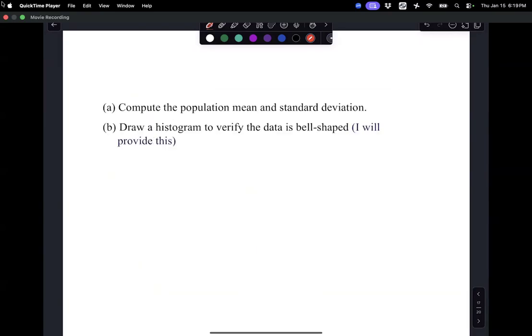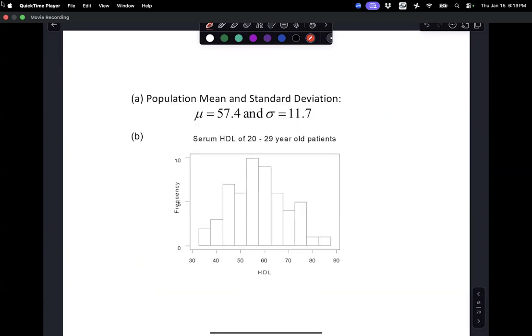Okay, we're going to figure out the population mean and standard deviation. I'm going to give that to you. And we're going to do a histogram and make sure it's bell-shaped. I'm going to give that to you. And then we're going to label our empirical rule, our normal curve, and we're going to answer some questions. Okay. So our population mean is 57.4. Our standard deviation is 11.7.